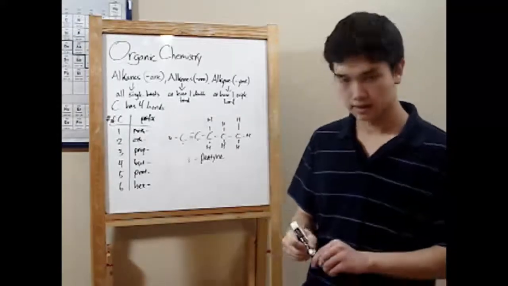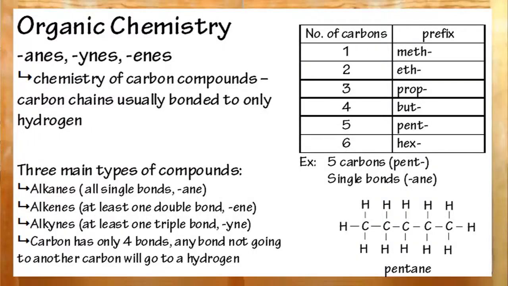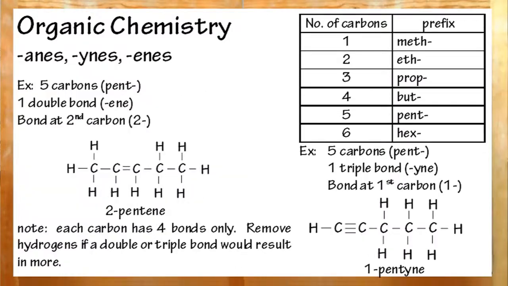To recap, every organic compound is named by a prefix and a suffix. Your prefix is determined by the number of carbons. Just use this table over here, and the second part, your suffix, depends on the types of bonds. If you've only got single bonds, it's an alkane, ending in ane. If you've got at least 1 double bond, it's an alkene, ends in ene, and you need to put a number before that to tell you where the double bond is. Alkynes end in yne and have at least 1 triple bond. Again, put a number to show where that bond is.